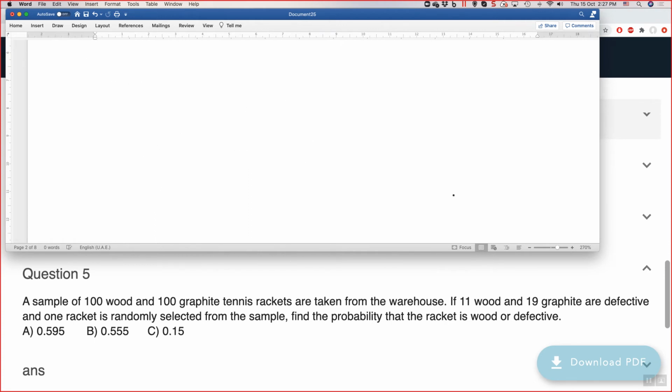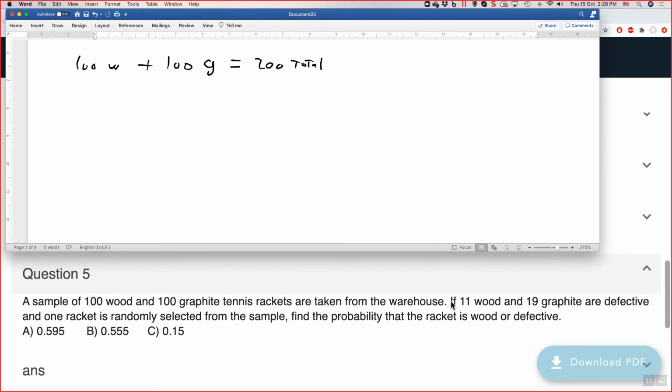Okay, so one way, let me just type the information and then we see what we want to do after this. Sample 100 wood, so we have 100 wood, and plus 100 graphite tennis rackets. That means total 200. That's the first step. The total of wood and graphite is 200.